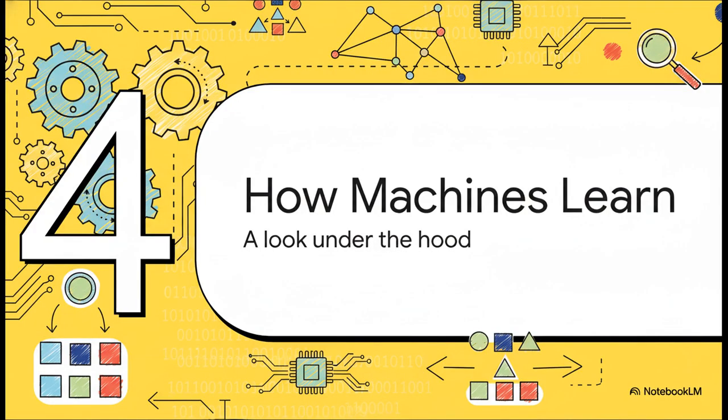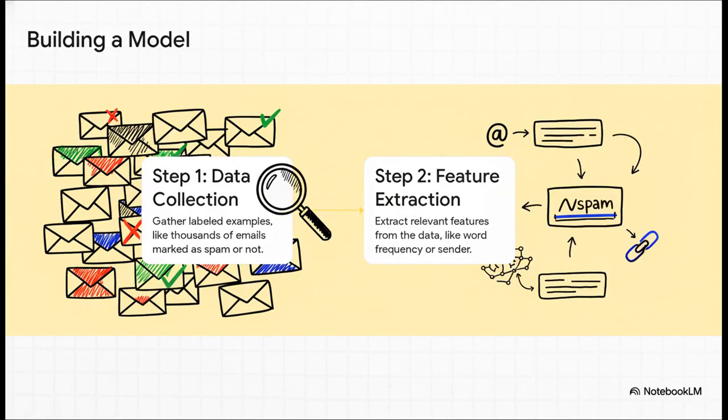So the big question is, how on earth does a machine actually learn to do all of this? Well, it's not magic, but it is a pretty cool process. Let's take a quick look under the hood. It really boils down to two main steps. First, you have data collection. This is where you gather a huge amount of labeled data. We're talking thousands, sometimes millions of examples where you already know the right answer.